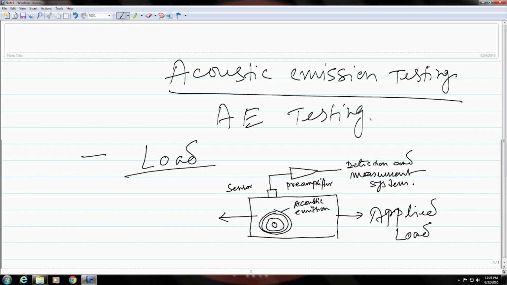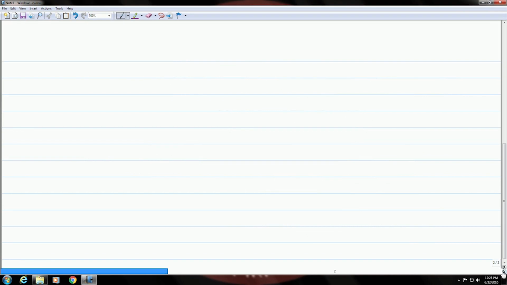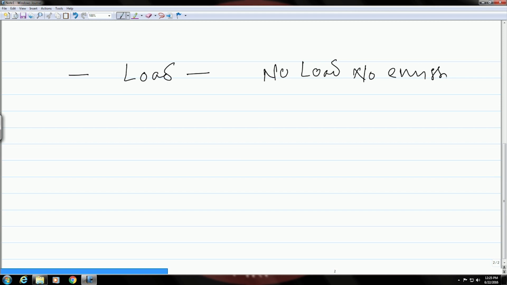Right. So, this is how this technique works. The first requirement is that it has to be loaded. If there is no load, then there is no emission. So, this is the first characteristic feature of acoustic emission.